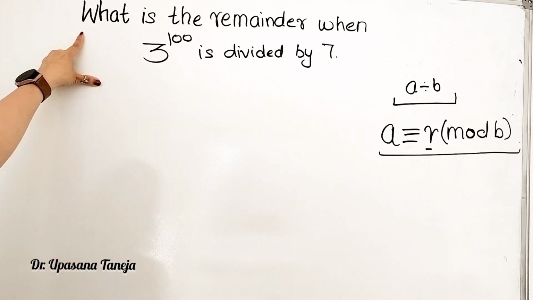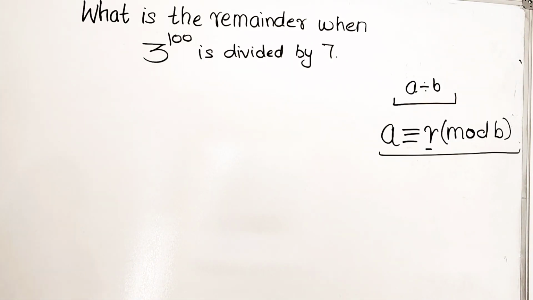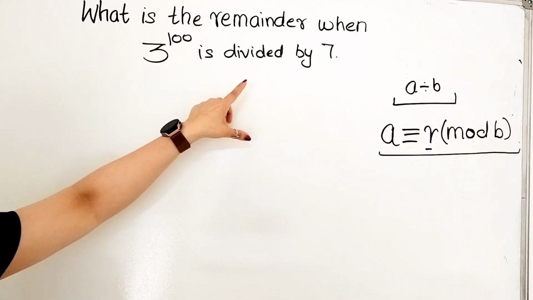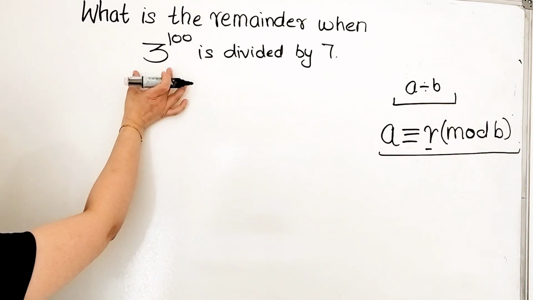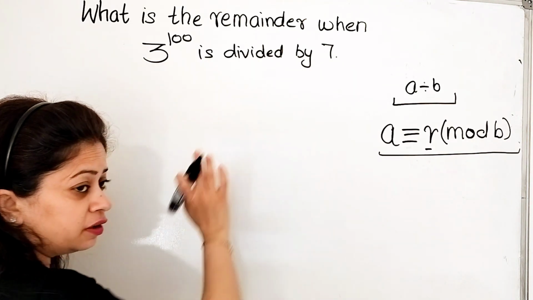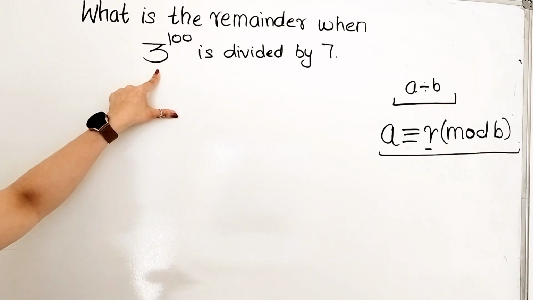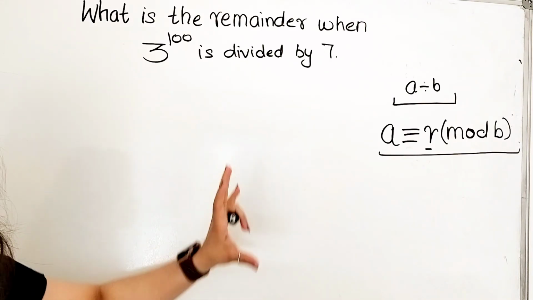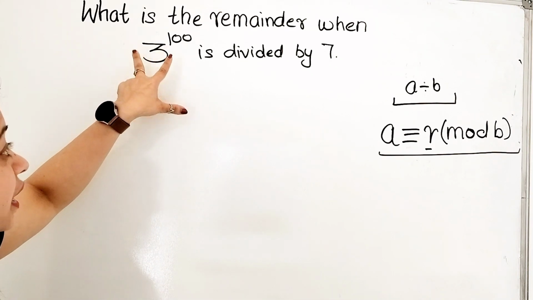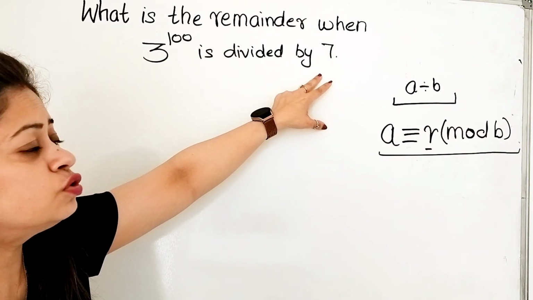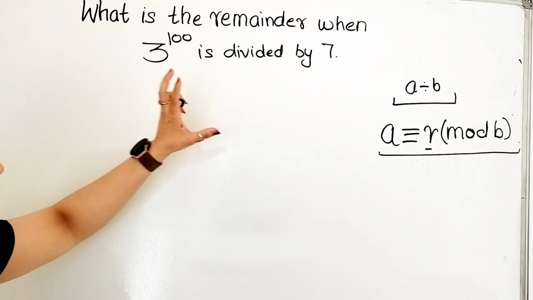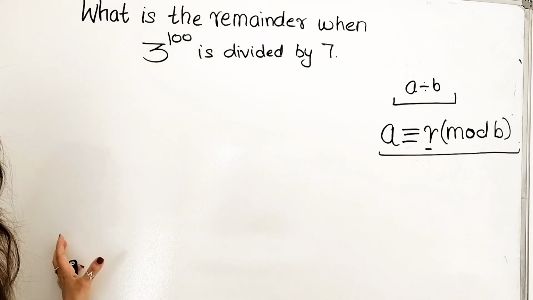Here we have a question. What is the remainder when 3 raised to power 100 is divided by 7? We can get any number here, like I can get 5 raised to power 1000 or 6 raised to power something, right? We can get any number here, or we are supposed to divide with any number given. Then what are we supposed to do in this case?